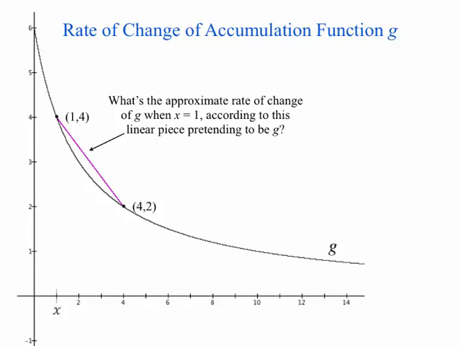Okay, so let's talk about meaning here. So here's a function g. What's the approximate rate of change of g when x equals 1 according to this linear piece? Could you find that? I want to approximate the rate of change of g of x when x equals 1. Go. Everyone should be able to do this. Can you approximate the rate of change of g when x equals 1 according to the way I've set it up here?